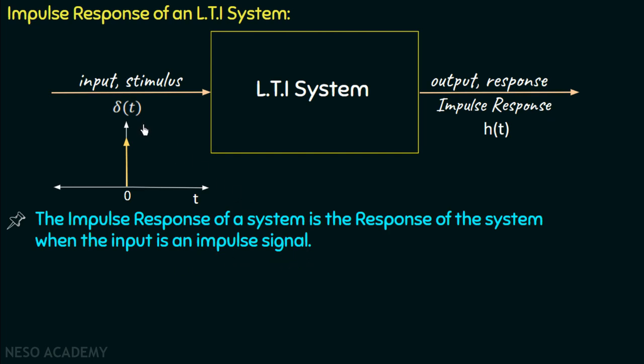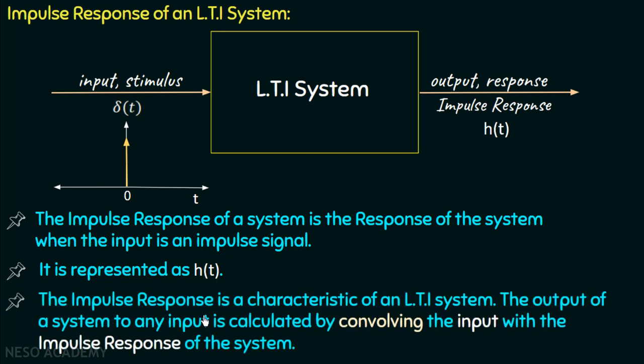So whenever we have an impulse as an input to the L.T.I system, the output we get is called the impulse response. The impulse response of an L.T.I system is represented as h of t, and it is a very important parameter of an L.T.I system. We use the impulse response to define the L.T.I system, and that's why we can say that the impulse response is a characteristic of an L.T.I system.